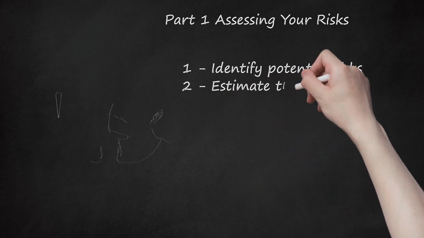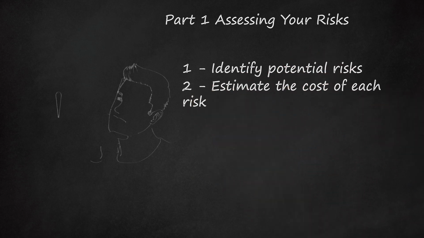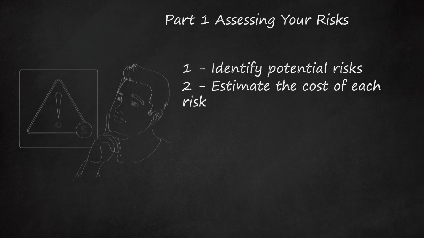2. Estimate the cost of each risk. It may be difficult to assess how much a lawsuit or accident could cost your business. However, you need to prioritize your risks, and one way to begin is to assign a dollar amount to each. You can estimate the potential costs to your business in the following ways.